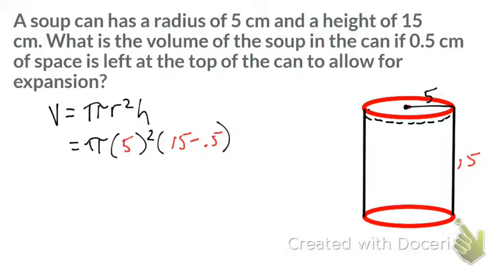You should have found out that the radius is 5, right? So if your radius is 5, the only thing that's going to be a little bit different here is your height. So let's just solve 5 squared. It's going to be 25. So pi times 25 times the height. Well, the height is 15. However, remember, you've got to take off a half a centimeter. So 15 minus a half is going to be 14.5.